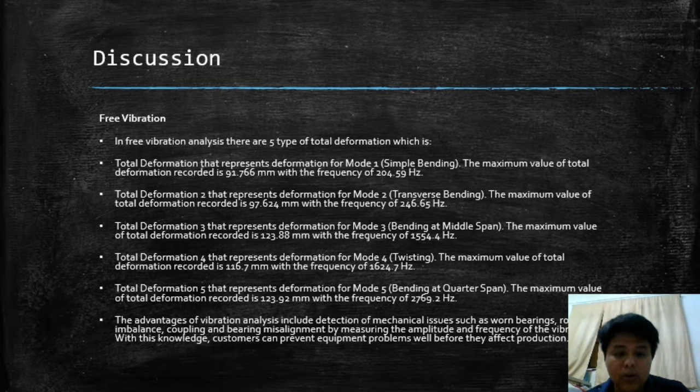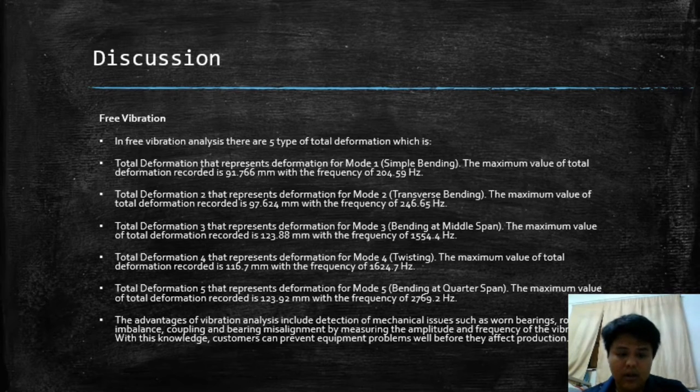The maximum value of total deformation recorded is 97.624 mm with the frequency of 246.65 Hz. Total deformation 3 represents deformation for mode 3, which is bending at middle span. The maximum value of total deformation recorded is 123.88 mm with the frequency of 1554.4 Hz.